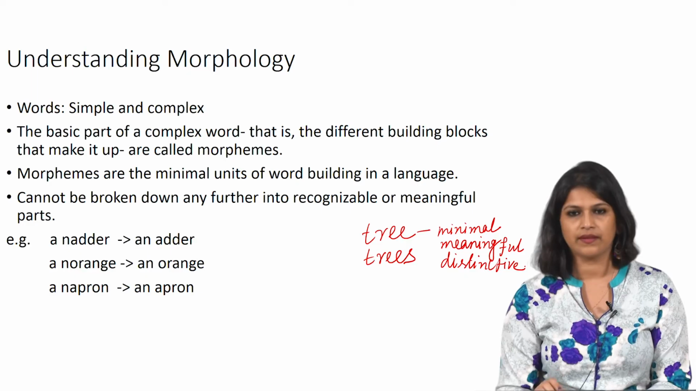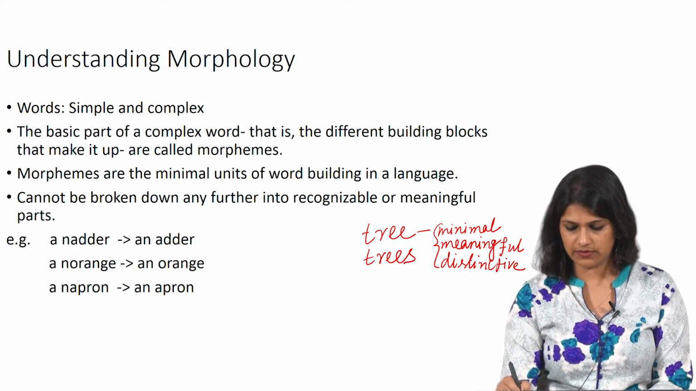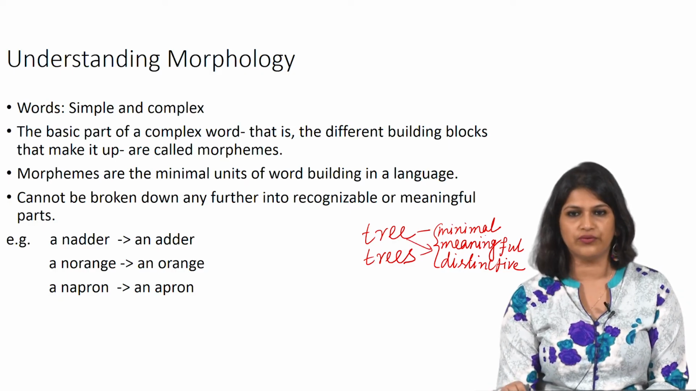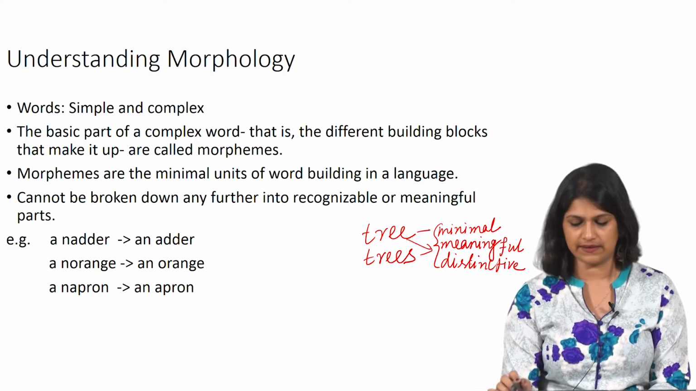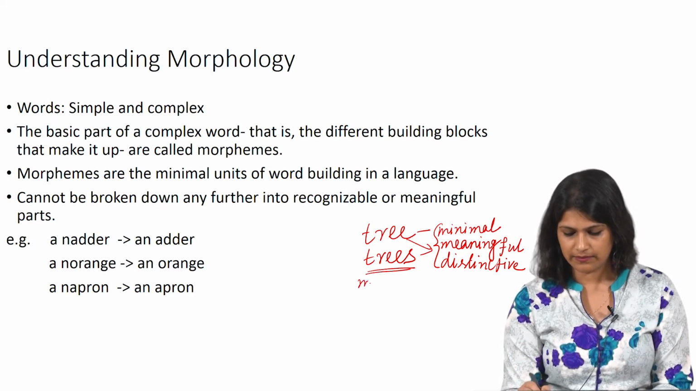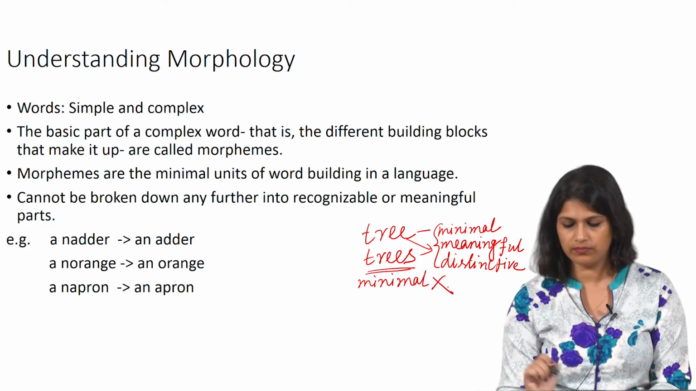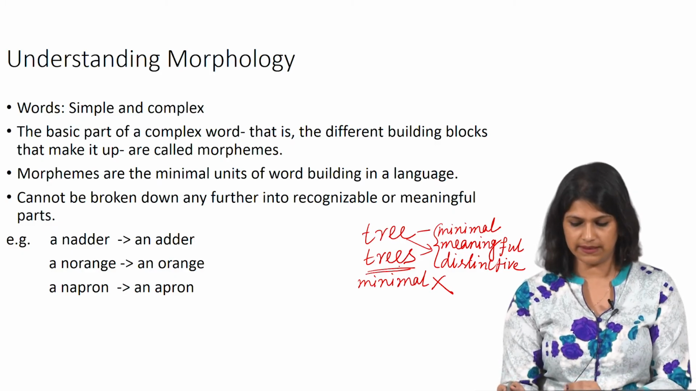Okay. Now, let us come to trees. All these three features, tree actually stands true for all of them. Tree is minimal, tree is meaningful, and tree is distinctive. However, when you look at trees, it may not be. Is it minimal now? No. Why is it not minimal? Because trees as a word, you can actually break it into two pieces.